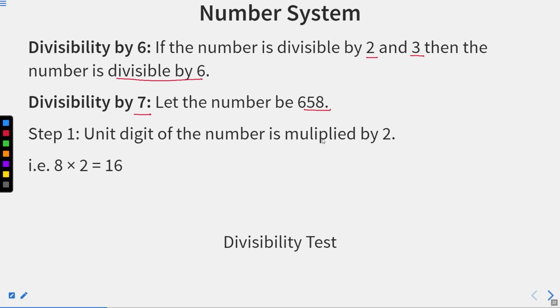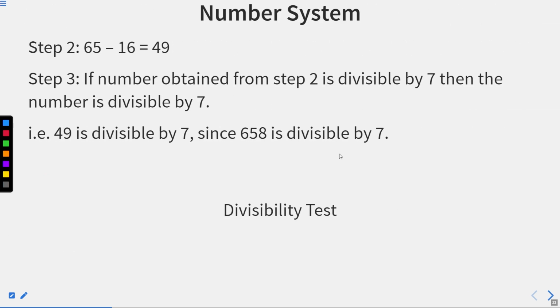The unit digit of this number is multiplied by 2. First of all, you have to identify the unit digit in the given number. So here the unit digit is 8. Now multiply this unit digit by 2. So the answer you will get is 16.